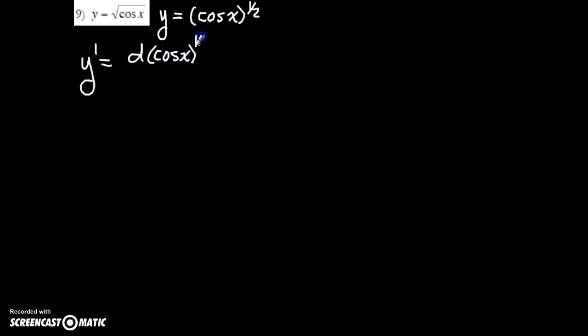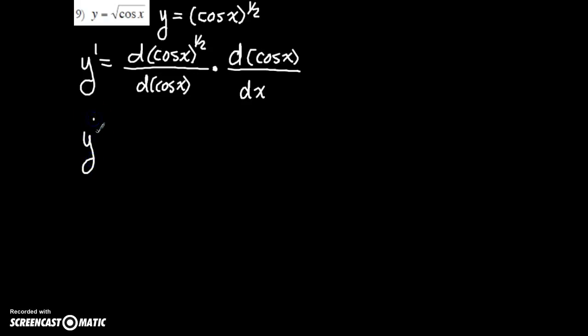Okay, with respect to the inside, and the inside is cosine x, times the derivative of the inside, which is the derivative of cosine x with respect to x, leaving that x alone, and we're done. Cleaning it up, well, actually taking the derivative of this, bring that 1/2 out in front. That gives us 1/2 cosine of x.